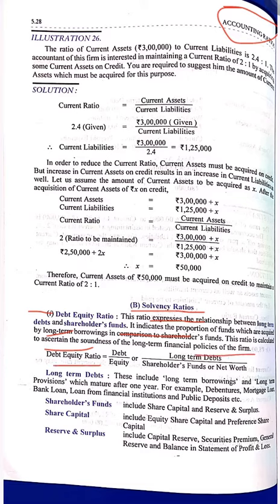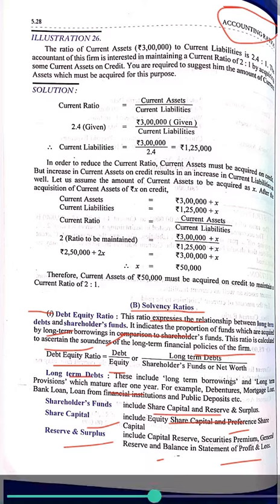Debt equity ratio is equal to debt upon equity, or the formula will be long-term debts upon shareholders' fund or net worth. Long-term debt includes long-term borrowings and long-term provisions which mature after 1 year, meaning more than 1 year. Shareholders' fund is share capital and reserve and surplus. Share capital means equity share capital and preference share capital. Reserve and surplus means capital reserve, securities premium, general reserve, balance in the statement of P&L, etc.